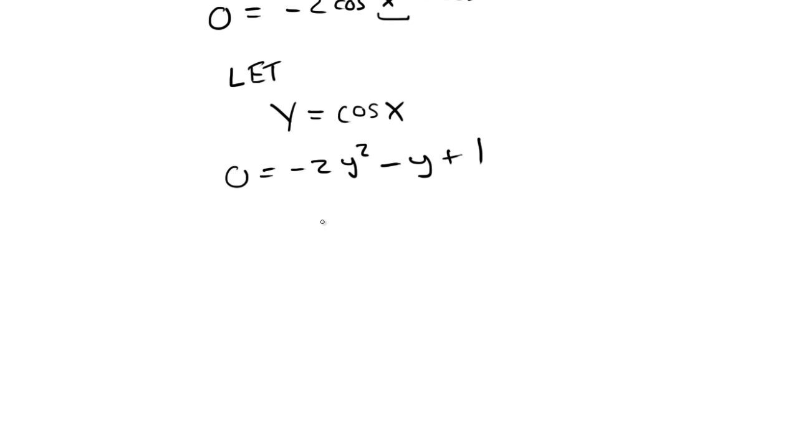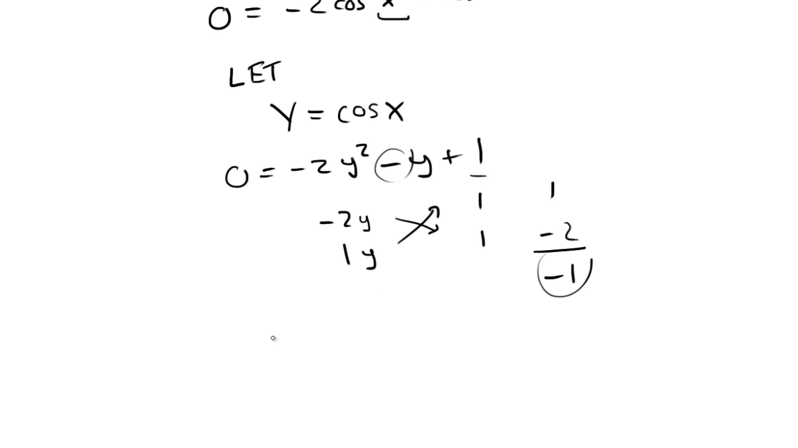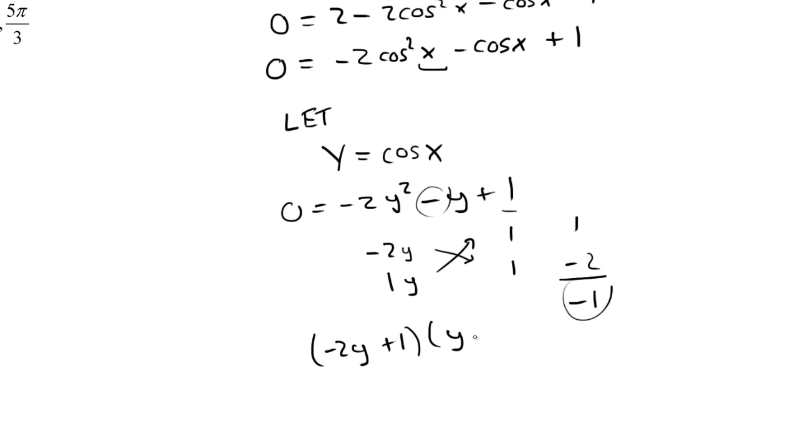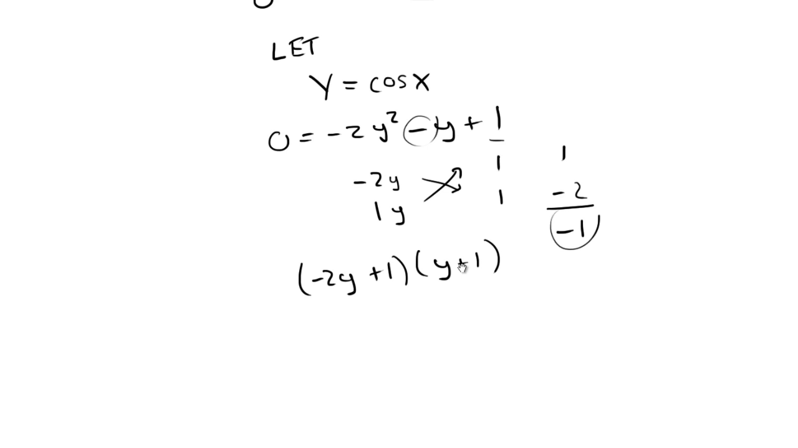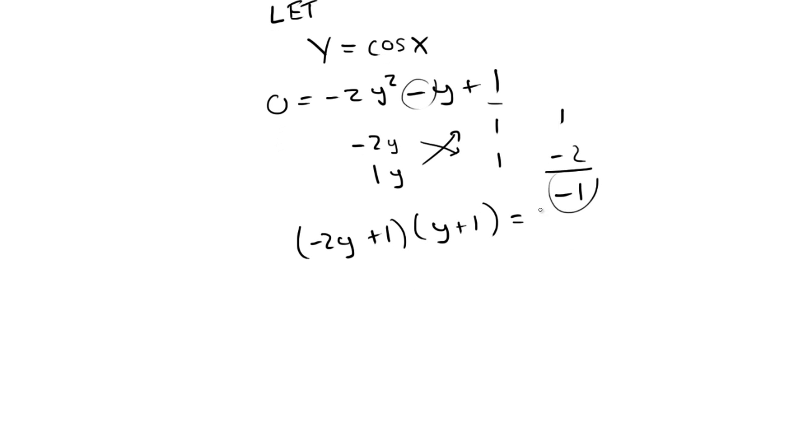I'm going to choose two numbers that multiply to be equal to negative 2, and two numbers that multiply to be equal to 1, and we cross multiply them. I get negative 2 times 1 is negative 2, and 1 times 1 is 1. If I add them up, I get negative 1, which is the coefficient in front of y. So this works out. I put a y here and a y here. So my terms are (negative 2y plus 1)(y plus 1) equal to 0.